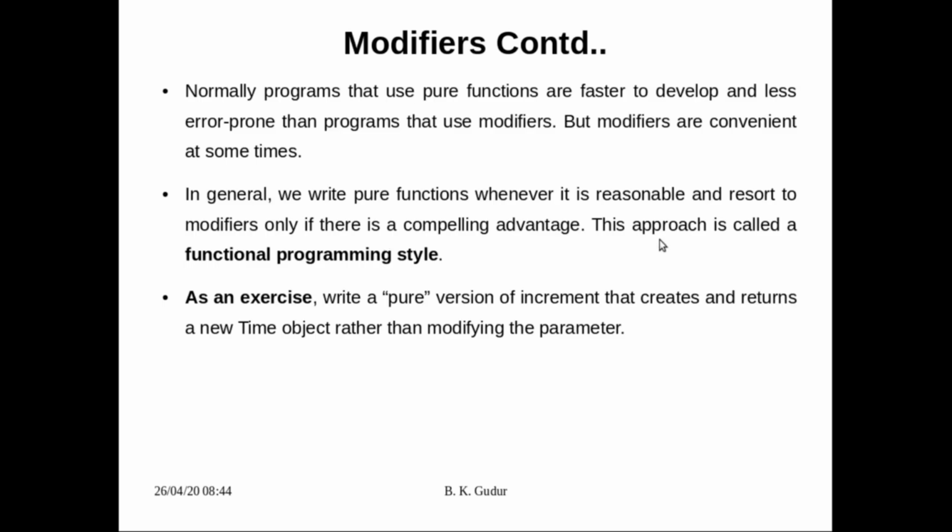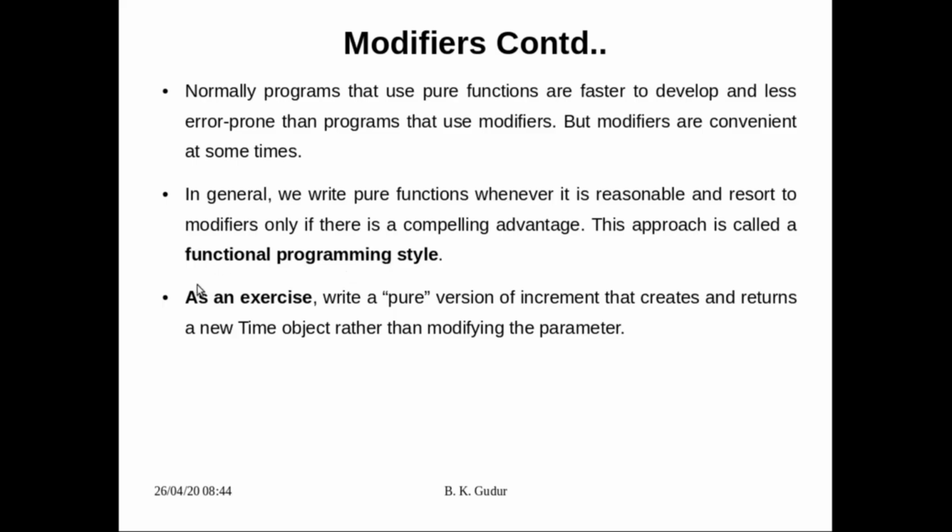Okay, this approach is called functional programming style. What functional programming style means is, first we start by writing pure functions, and wherever it is highly required, if it gives an advantage, only then we write modifiers, meaning we convert those pure functions to modifiers. This particular approach, starting with pure functions and converting them to modifiers as per the requirement, is called functional programming style.